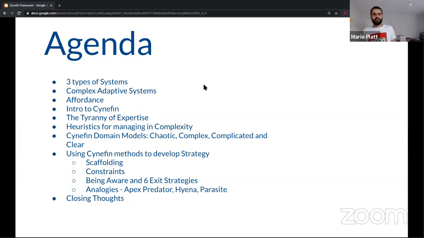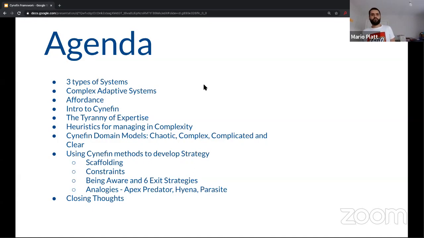I'm going to tell you my thoughts on what I believe is the tyranny of expertise within cybersecurity. We're then going to talk about some heuristics on how to manage in complexity. And then the interesting part: even those of you who may be familiar with the Cynefin framework may not be aware of the domain models. So we're going to talk specifically about the four domain models, one for each domain, which tell us the types of situations we are likely to encounter in each of the four domains of Cynefin.